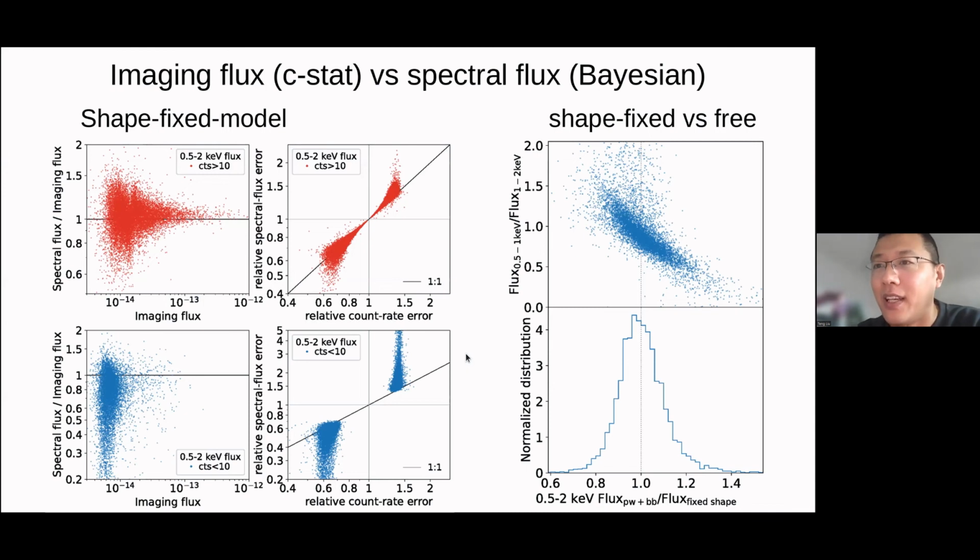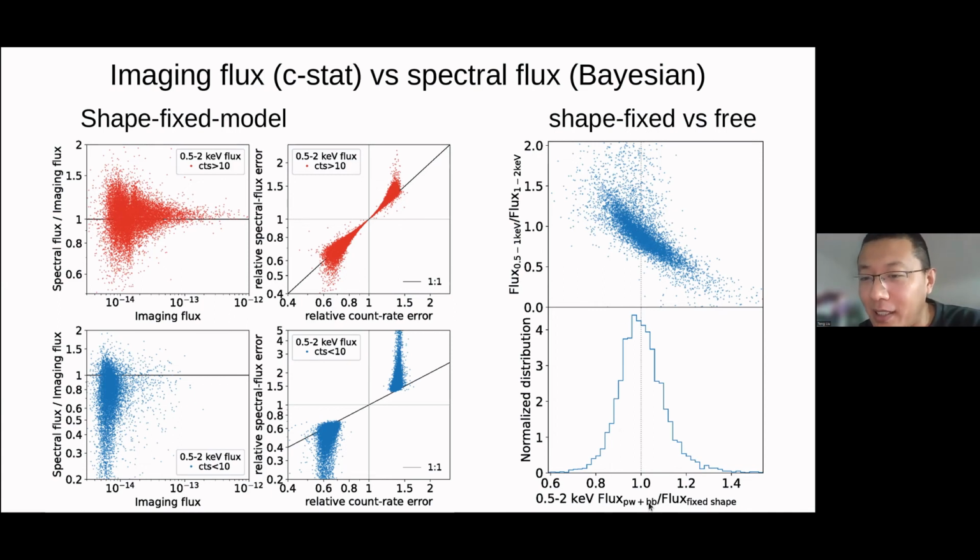This is a difference. And since we always do this assuming a fixed spectral shape for an actual catalog to measure a flux, we also make a comparison to check how the spectral shape affects the flux measurements. Here is a comparison between the flux measured using a shape-fixed spectral model and with a free-shape spectral model. Here this is a ratio between the two different bands. It can be considered as a hardness ratio of the spectrum.